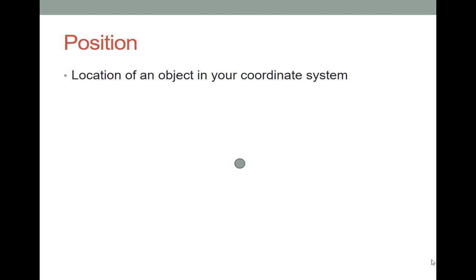Position is the location of an object in a coordinate system. So here, for example, I have an object. Before I can describe its position, I need to set up a coordinate system. So here I have a standard XY coordinate system.